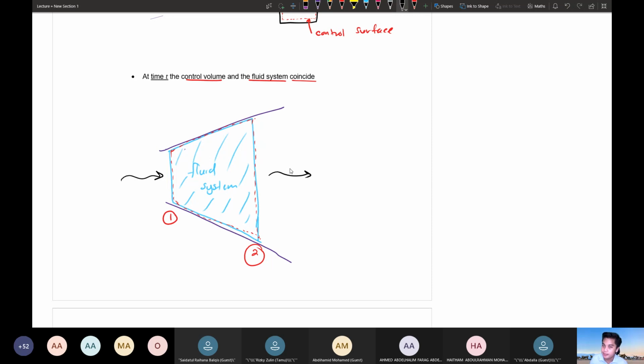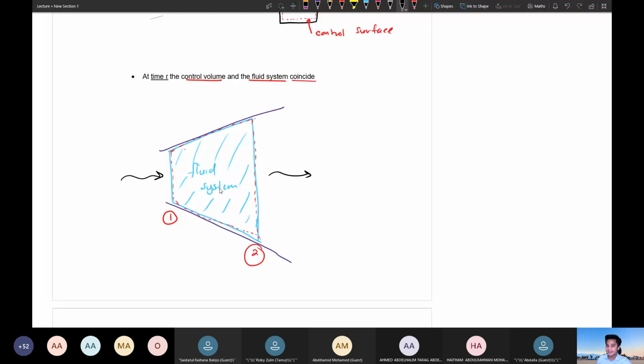What happened after a few times? Do you think coincide or no? And why? Do you guys think, after at the time 2, what do you think? What happened to the fluid system compared to the control volume? Anyone would like to try? It's okay, just give your opinion. Do you have any idea? Don't worry.